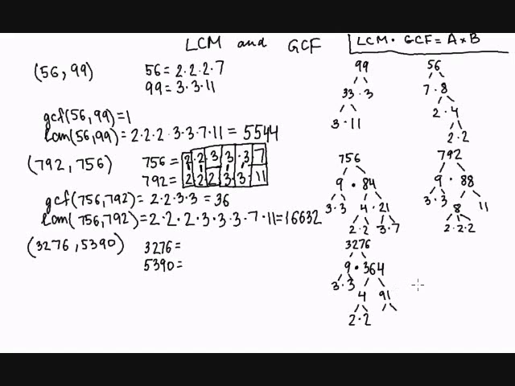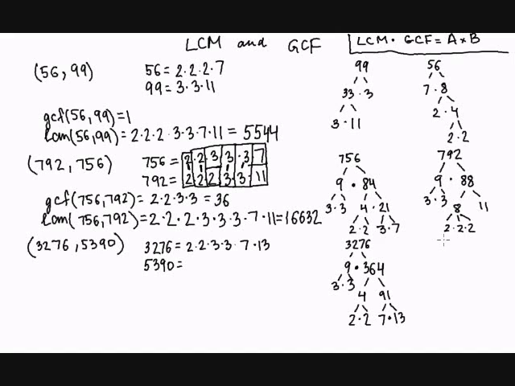And 91, let's do the divisibility test by 7, so we have to subtract twice as much of the rightmost digit from the rest of the number. So 9 minus 2 is 7. It's divisible by 7. Therefore 91 is a multiple of 7, so it's 7 times 13. So here's the prime factorization of 3276. It's 2 times 2 times 3 times 3 times 7 times 13.